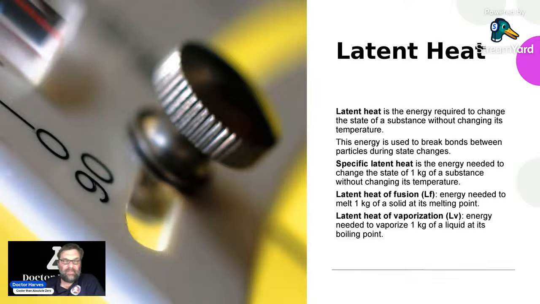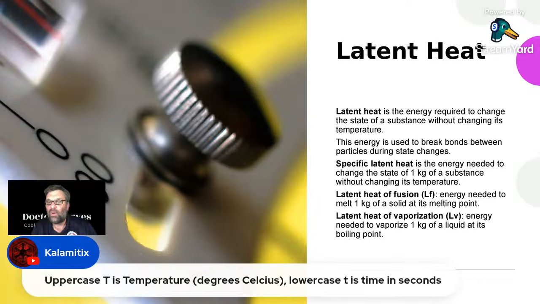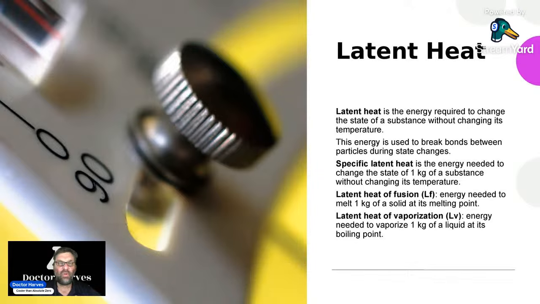Okay, so nearly done. In terms of latent heat, it's another example. Latent heat is quite a difficult context. That's a good point made by Kamalatics: uppercase T is temperature in degrees Celsius, and lowercase t is time in seconds. Yes, in physics, we use a whole range of symbols, and that's correct. Uppercase T is temperature, and lowercase t is time. Very good.